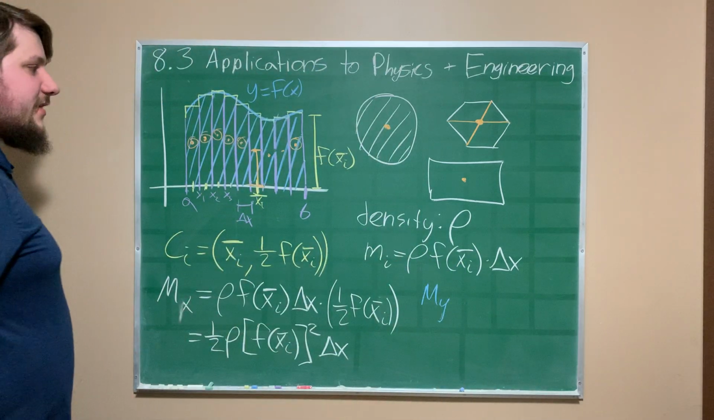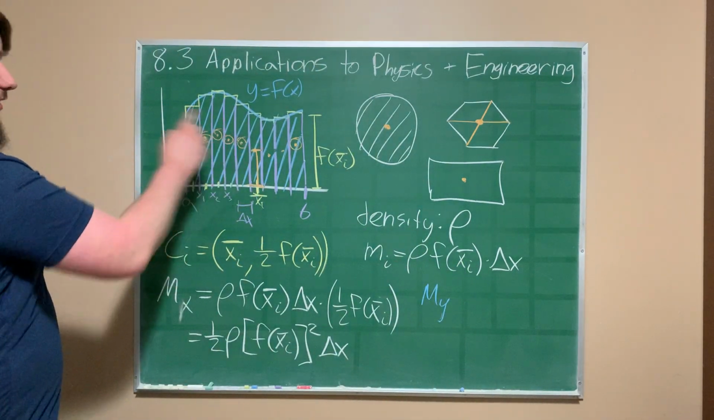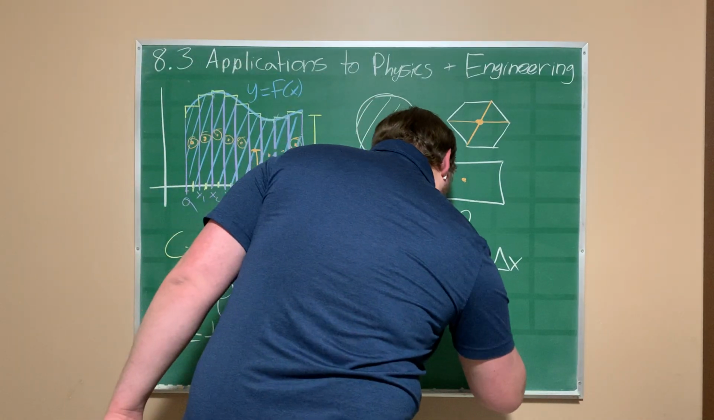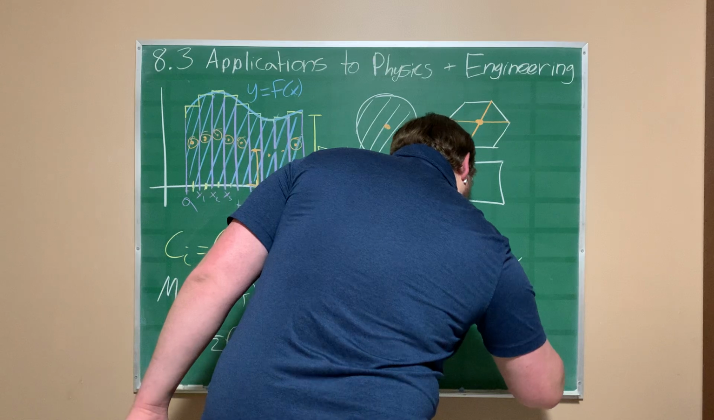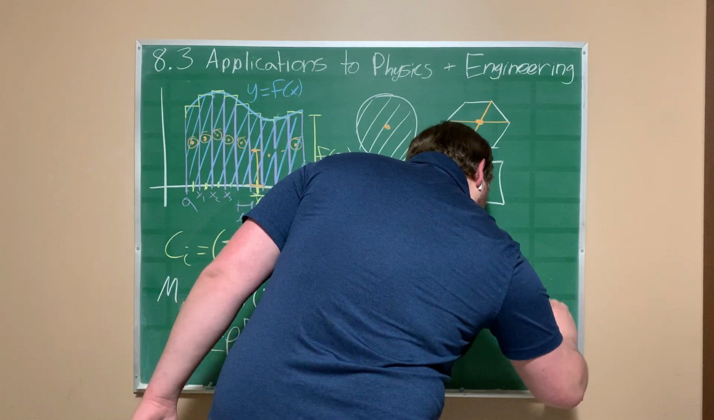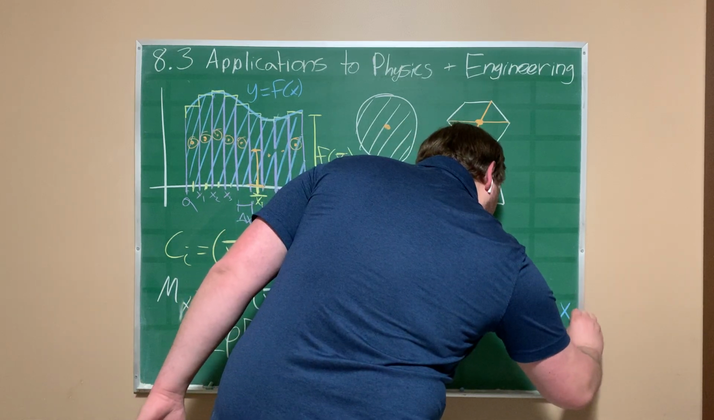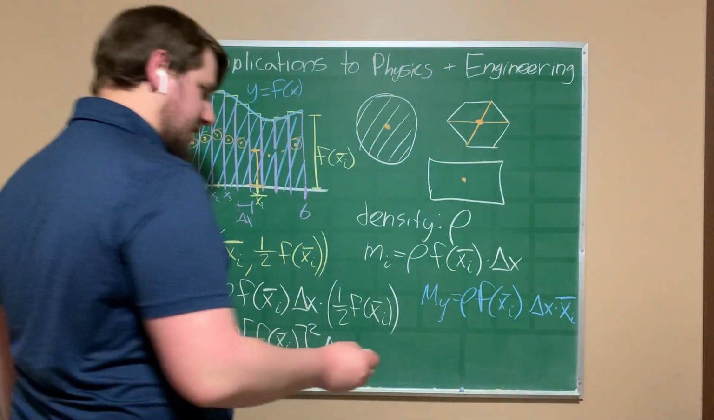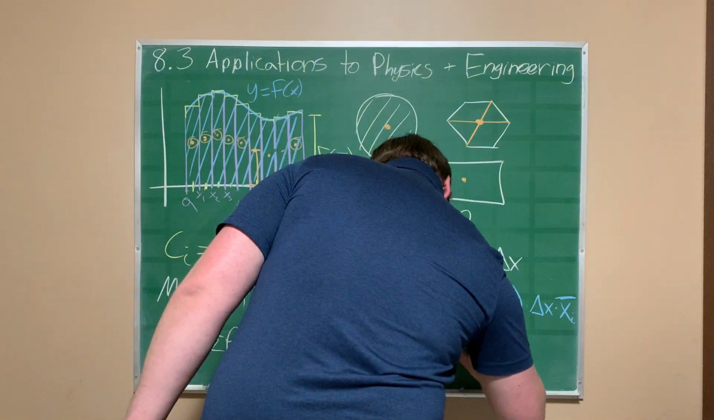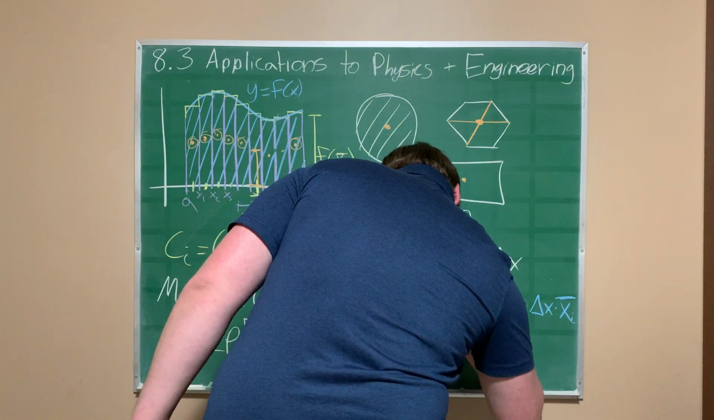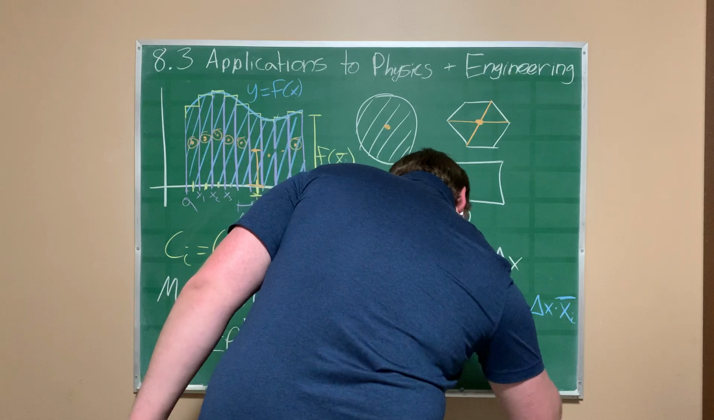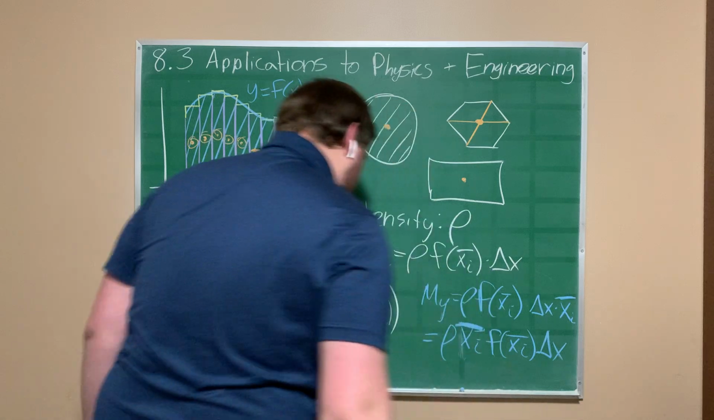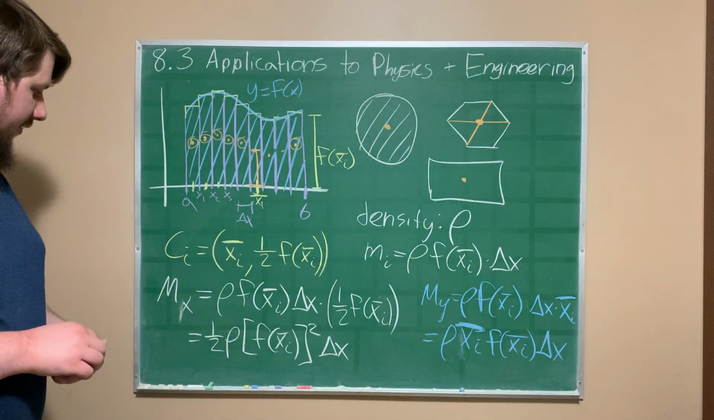The moment with respect to the y-axis, my. We're going to take this mass and we're going to multiply by the x-coordinate of the centroid, which is just xi bar. So we're going to take this rho times f of xi bar times delta x and multiply it by another xi bar. So again, if you reorganize this to be a little bit neater, we usually write rho times xi bar times f of xi bar times delta x. Okay, so far so good.